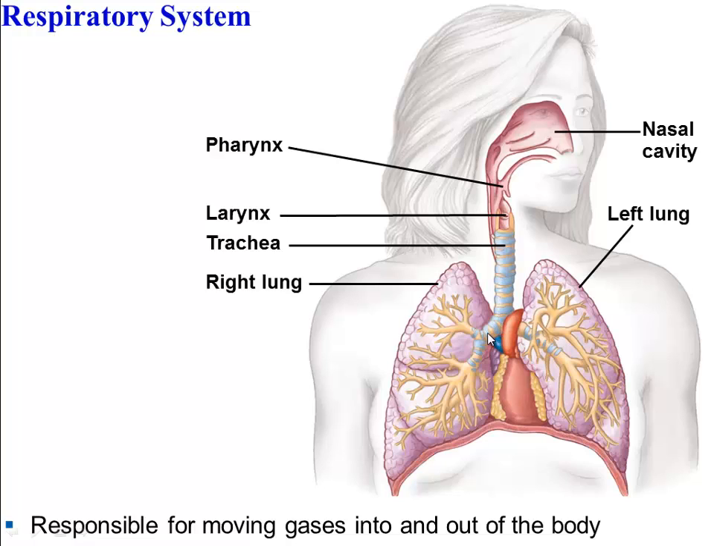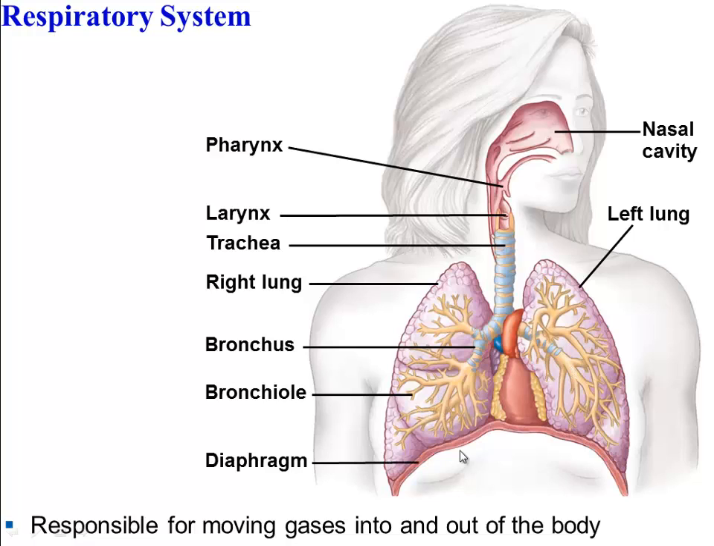It enters the lungs through smaller tubes, known as the bronchus, singular, or bronchi, plural, which then branch into smaller tubes, the bronchioles. And the movement of the lungs that helps take air in and out is controlled by a muscle below the lungs known as the diaphragm. Now let's take a closer look at the function of some of these organs.